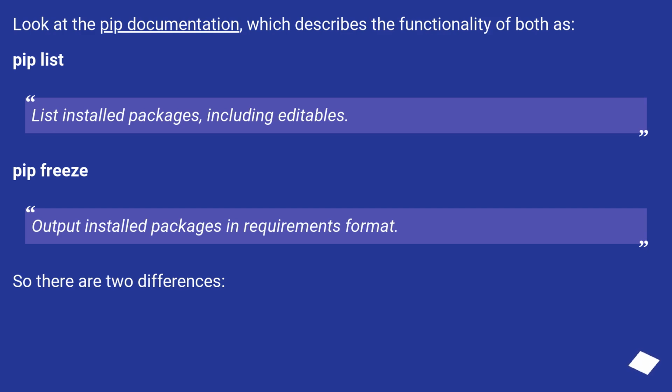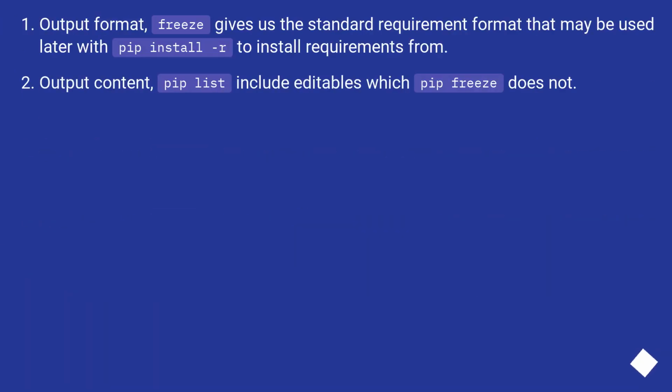Look at the pip documentation, which describes the functionality of both. Pip list: list installed packages, including editables. Pip freeze: output installed packages in requirements format. So there are two differences. Output format: freeze gives us the standard requirements format that may be used later with pip install -r to install requirements from. Output content: pip list includes editables, which pip freeze does not.